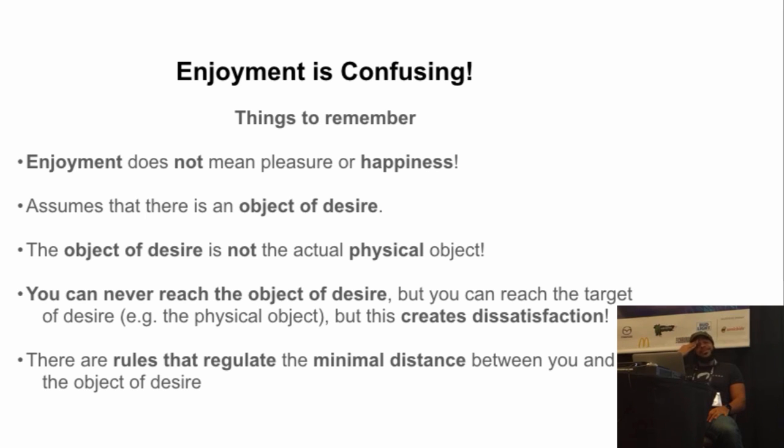All right, so enjoyment is confusing, so here are some things to remember. Enjoyment does not mean pleasure or happiness. That's your first paradox. It assumes that there's an object of desire. Okay, that's simple enough. The object of desire is not an actual physical object. All right, another paradox. You can never reach the object of desire, but you can reach the target of desire, maybe a physical object, but this creates dissatisfaction. Another paradox, okay? There are rules that regulate the minimal distance between you and the object of desire. And if you violate those rules, maybe you'll contract some ailment like maybe depression or something like that.